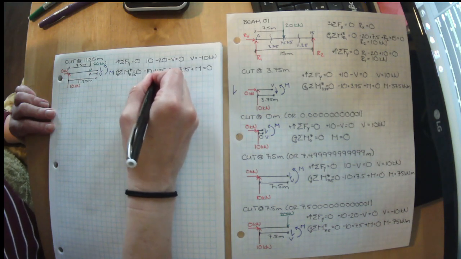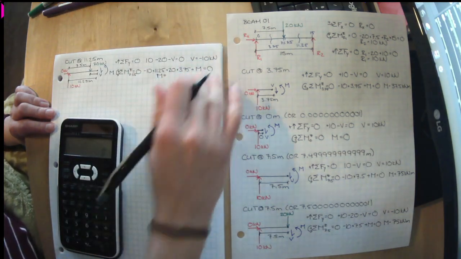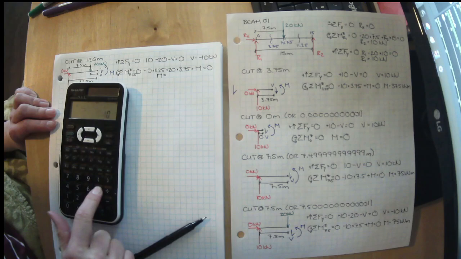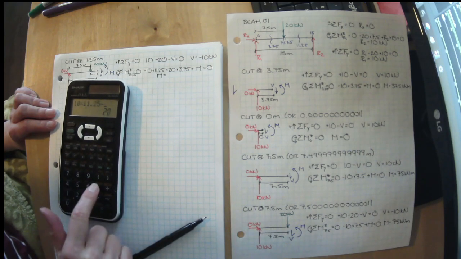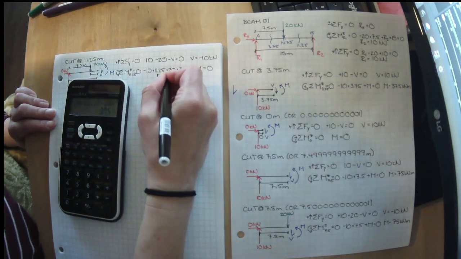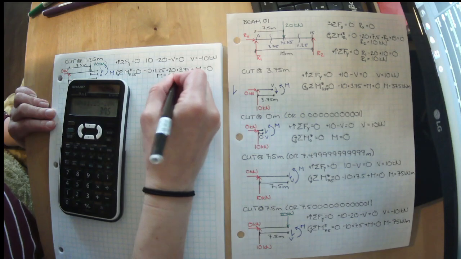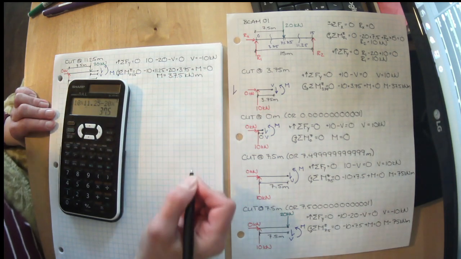I can solve for this, and M equals, I would bring this over, and I would have 10 times 11.25 minus 20 times 3.75. And I get 37.5 kilonewton meters.